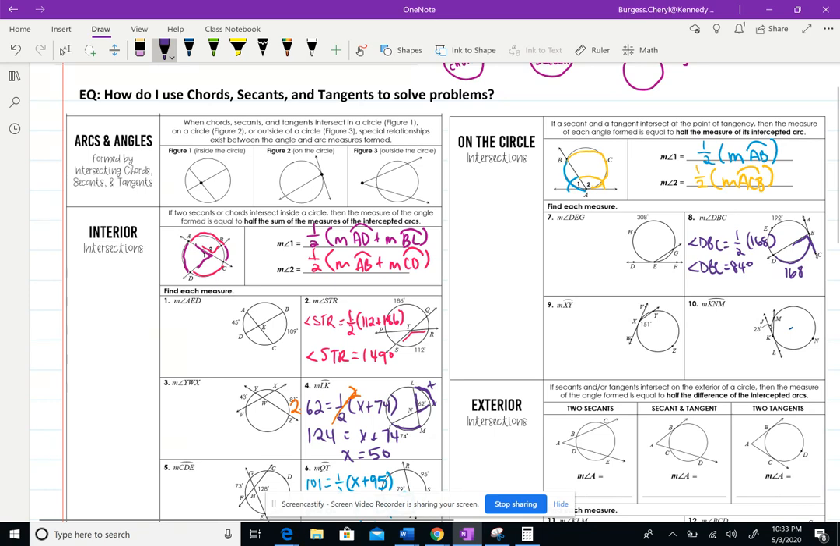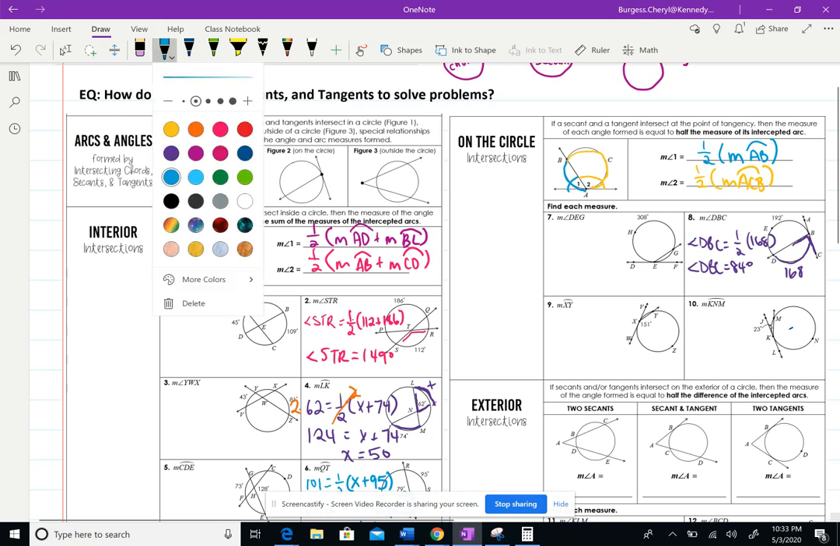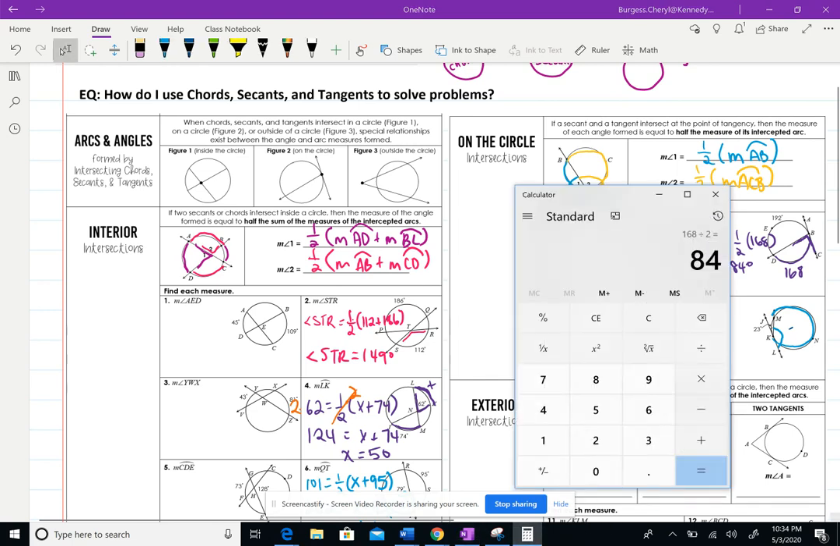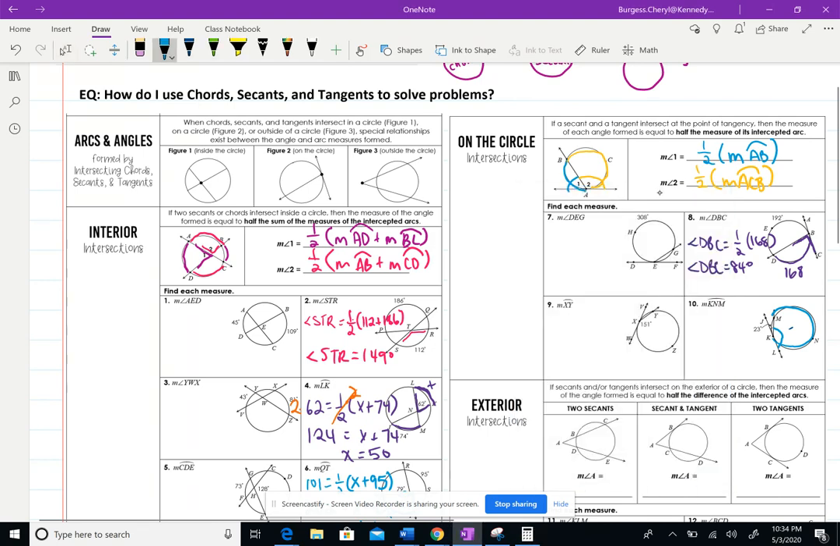So for number 10, finding the major arc KNM. So that's this one here. Okay. They don't give us our angle measure, of course, so we're going to do 180 because it's a straight line JKL. So 180 minus 23 gives us angle MKL, which is 157. 157. All right.